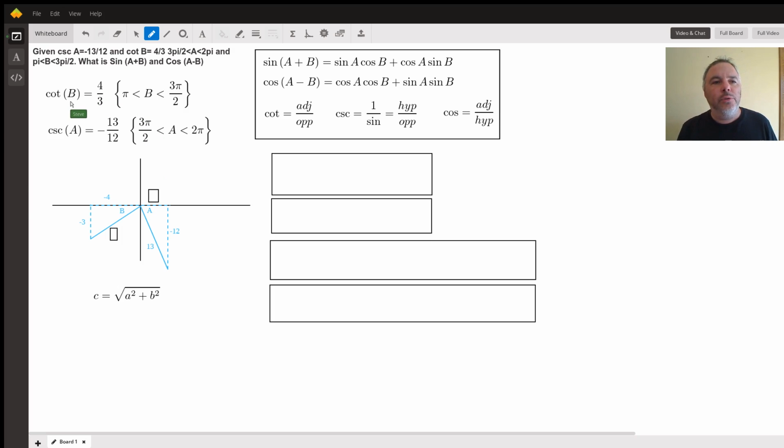And for the second one, the cotangent of B is 4/3, where B is between pi and 3 pi over 2. So where is this? This is in quadrant 3. So let's pause for a second.